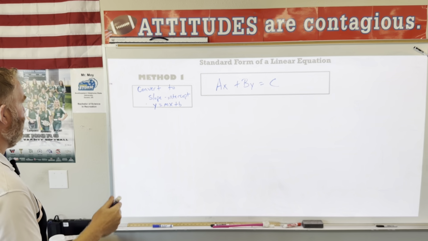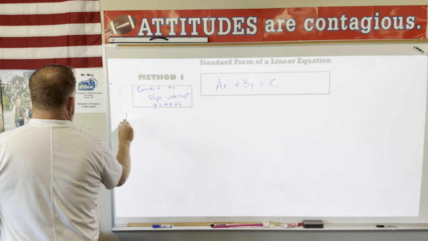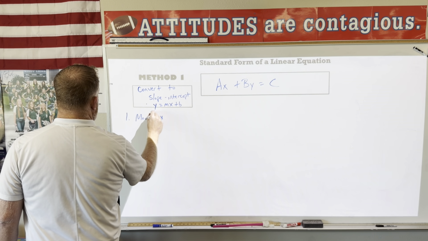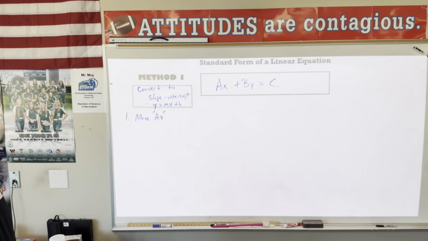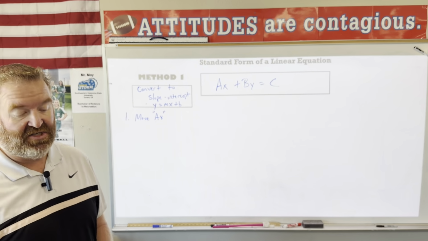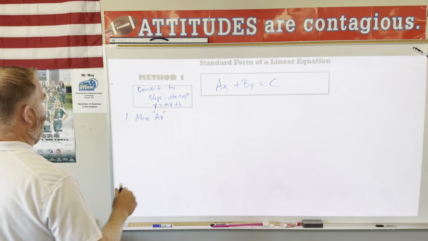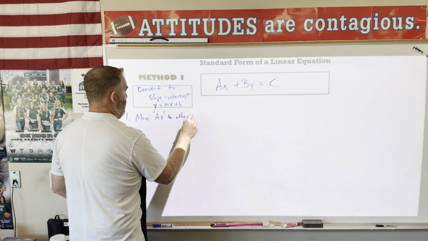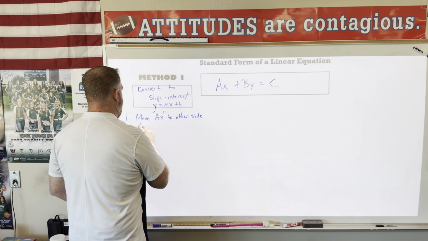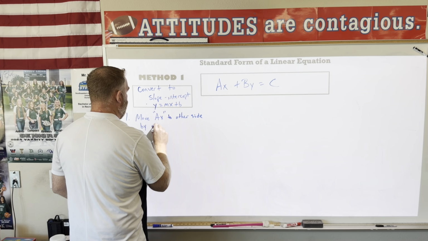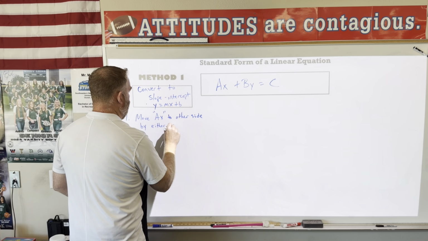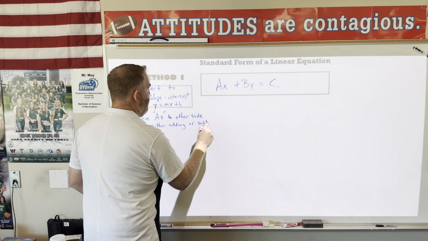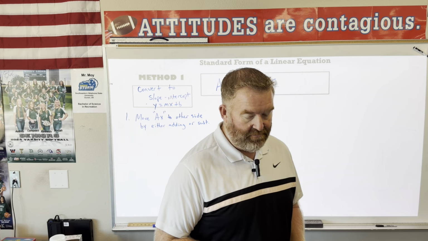All right, so here are your two steps. Step number one, we are going to move the AX. We're going to move the entire term, the x and whatever number is attached to it. We're going to move the AX to the other side by either adding or subtracting. Obviously, it depends on which term you have.